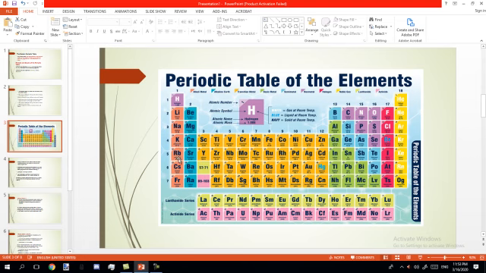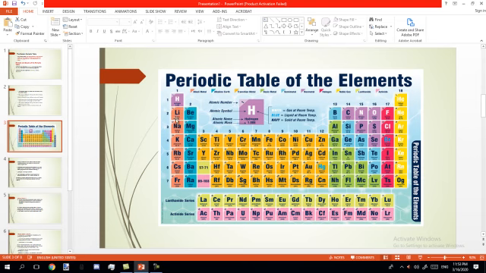What does group 1 mean? Group 1 means all the elements in group 1 will have 1 electron in their outer level, and group 2 means all these elements which are in blue color will have 2 electrons in their outer level. Group 13 means 3 electrons in the outer level, 14 means 4 electrons in the outer level, and so on. So now we'll start with group 1 and group 2.